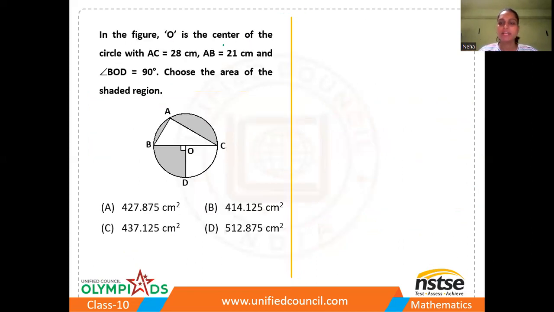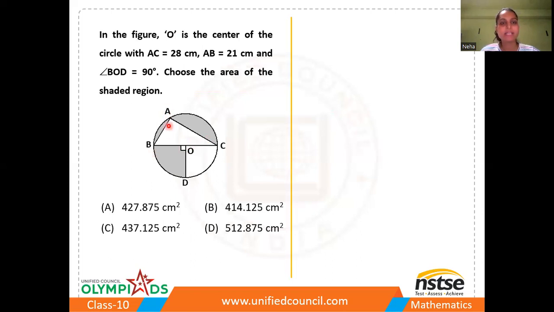Alright, let's move to the next one. The next question is quite good because this question is from mensuration, right? So if this question is from mensuration, that means this question will have some calculation, correct? Okay. So here the question is that in the figure, O is the center of the circle. O is the center of the circle. This one. Okay. Wait, let me show you. Yes. So O, that means this is the center of the circle.